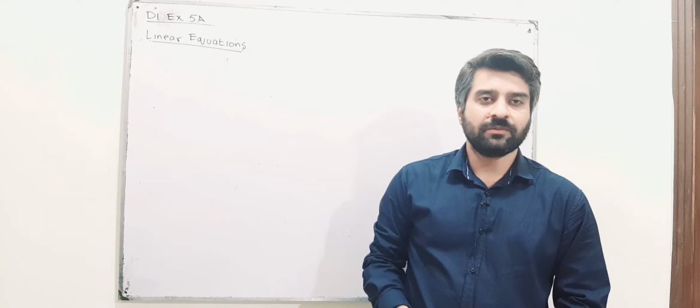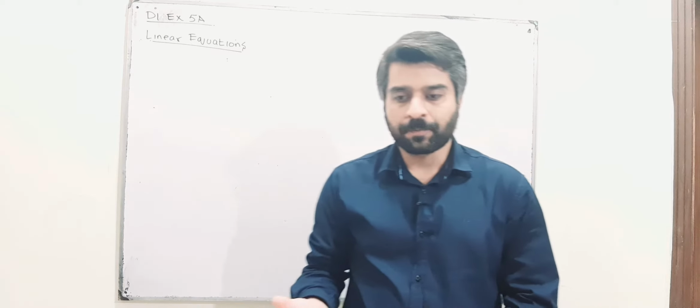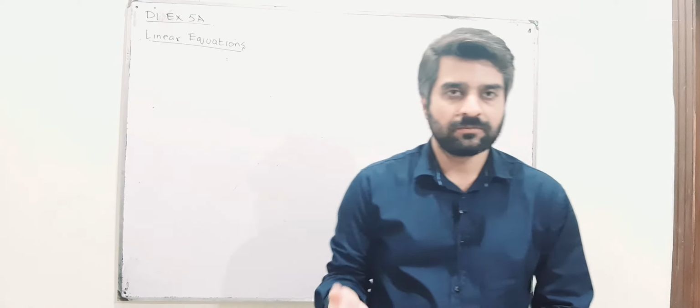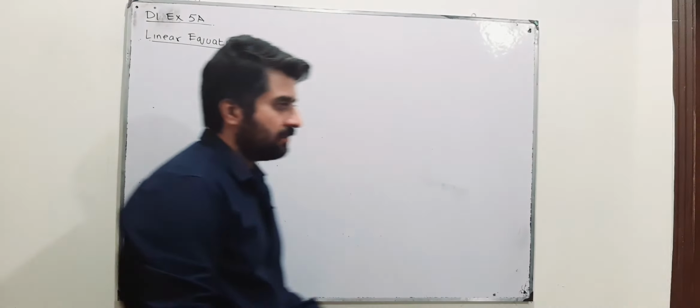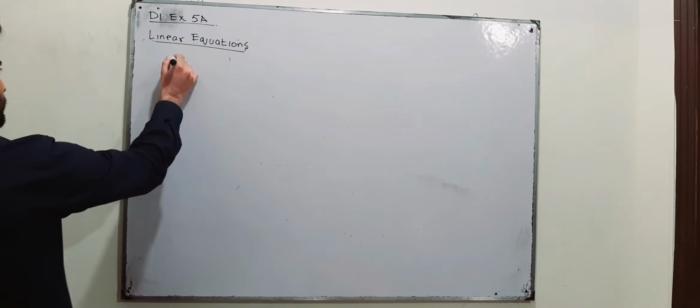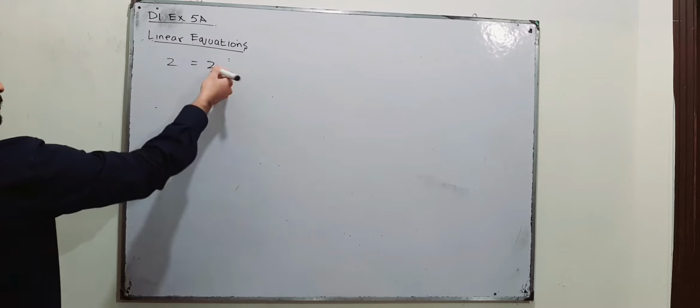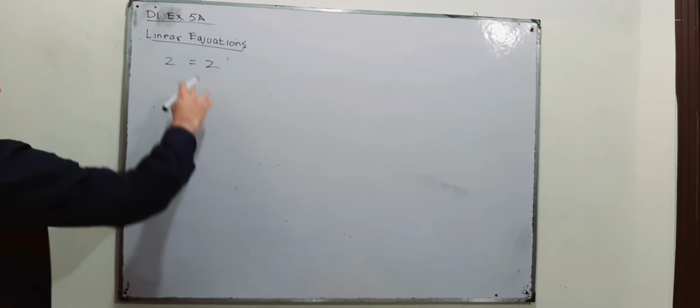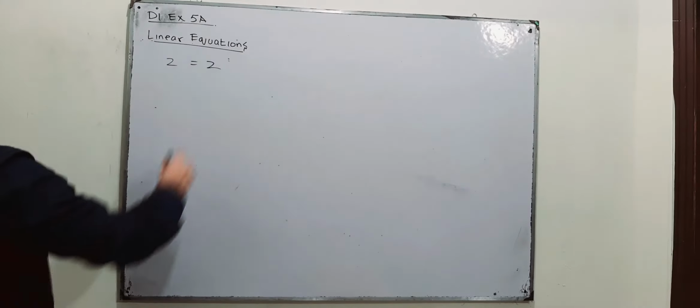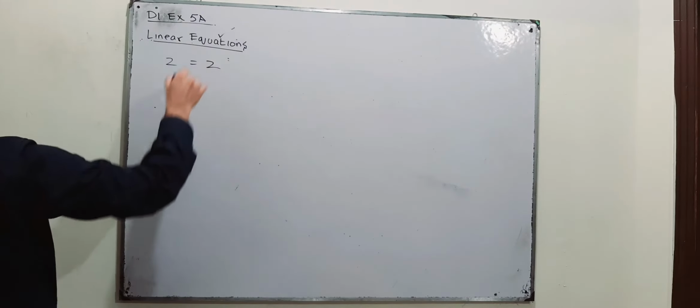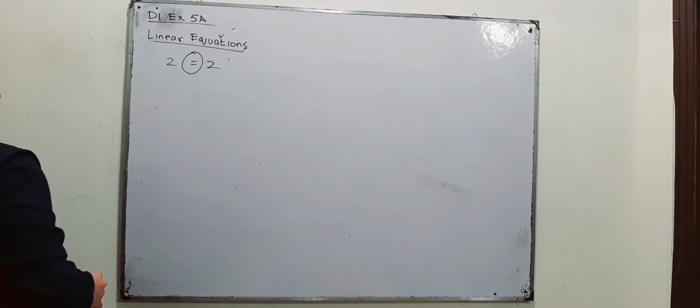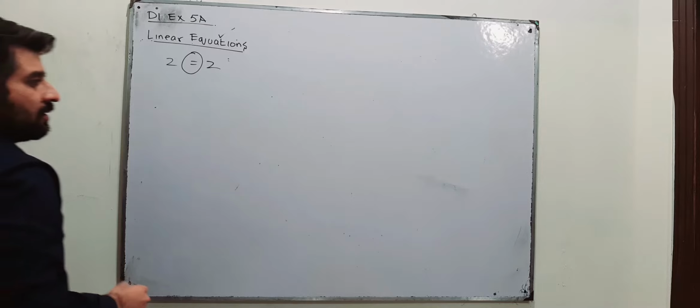Well, equation is quite simple. Equation means when two sides are equal. Quite simple. Let's suppose 2 is equal to 2. This is an equation. Both sides are equal. So that is what I am talking about when I say equation. This symbol will be there in case of an equation.